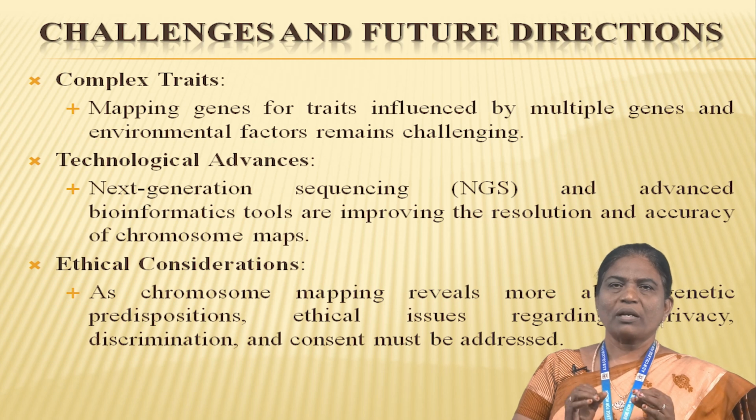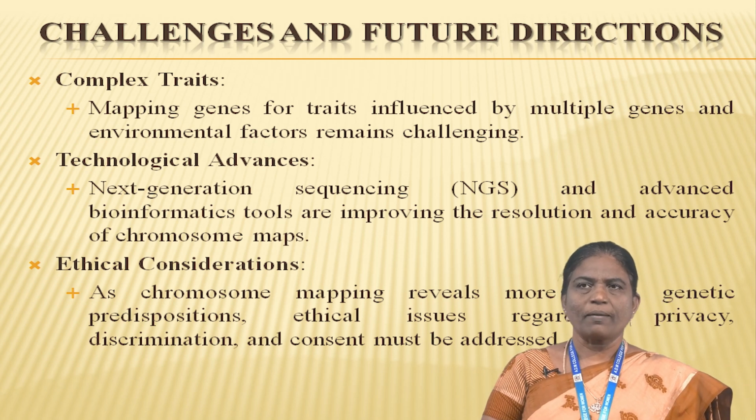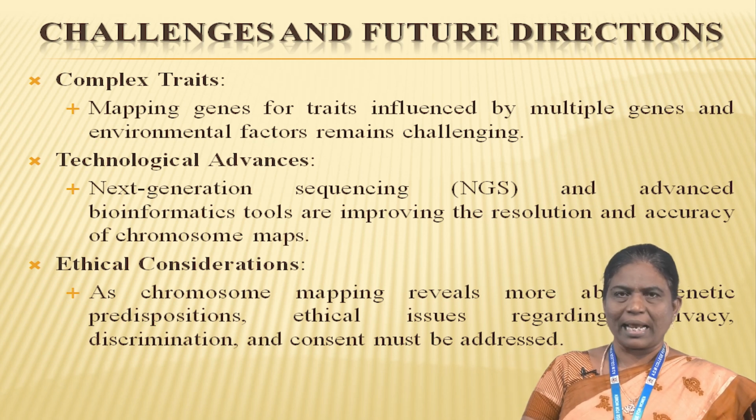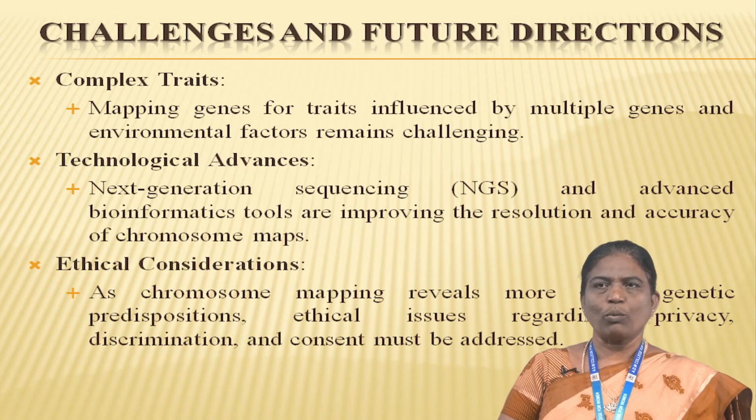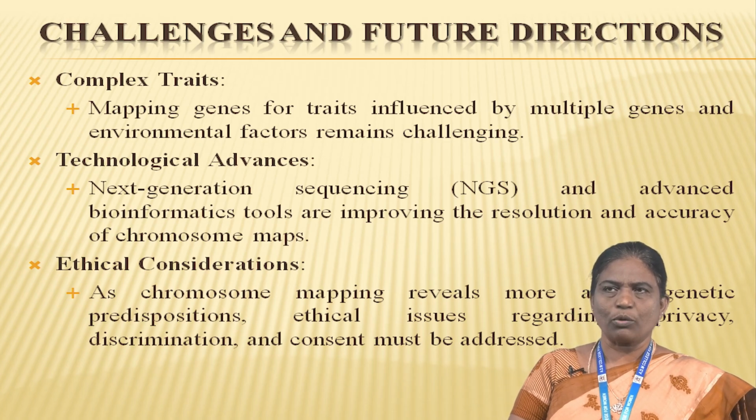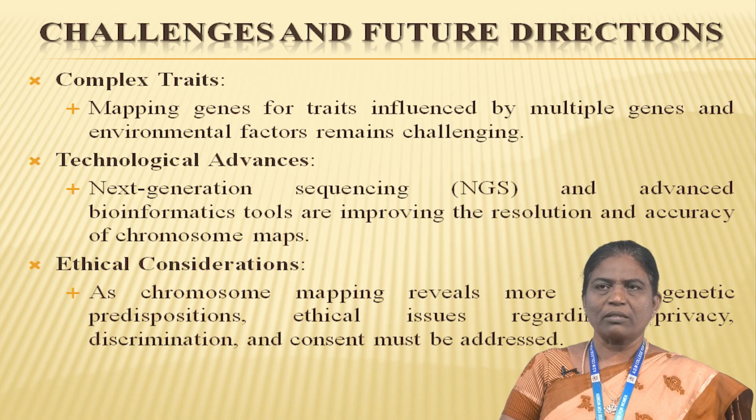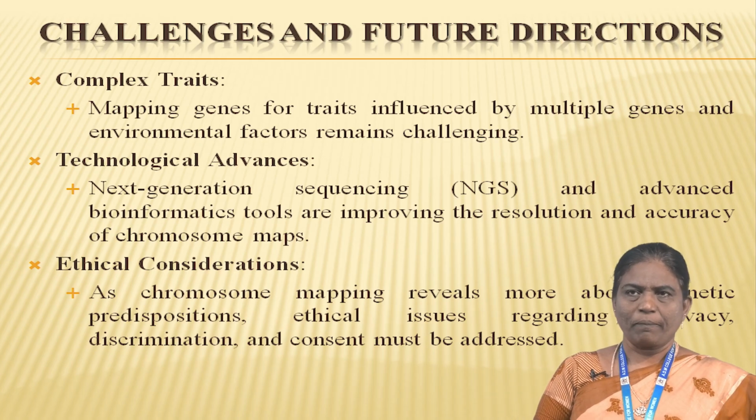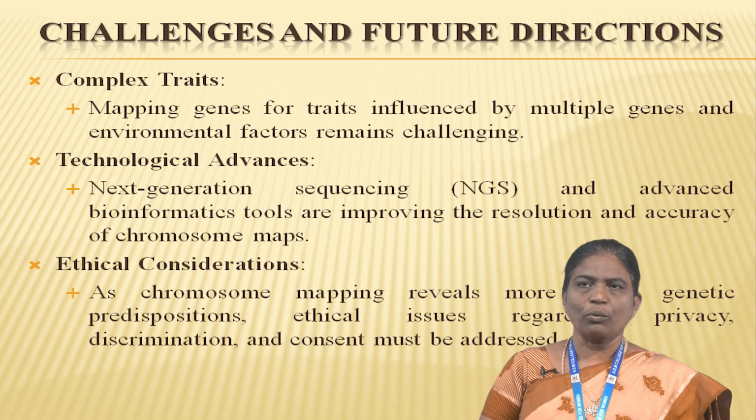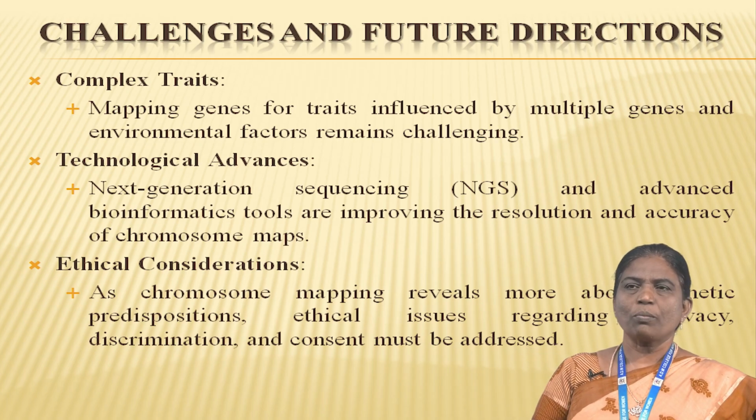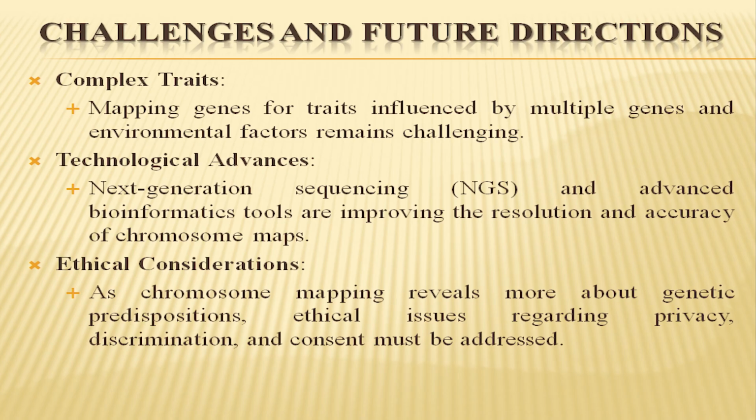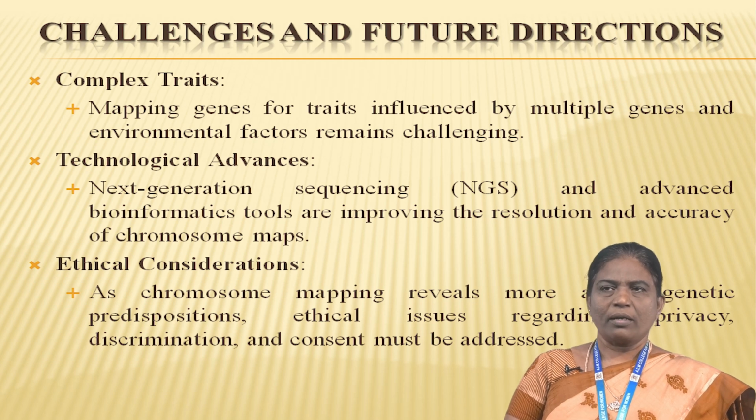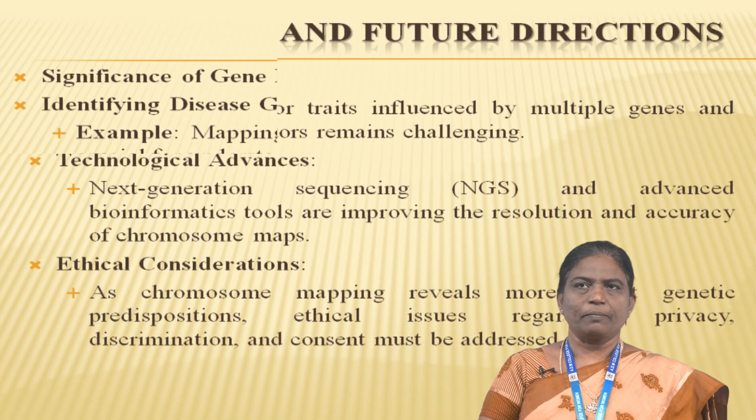Mapping genes for traits influenced by multiple genes and environmental factors remains challenging. And in technological advances, next generation sequencing and advanced bioinformatics tools are improving the resolution and accuracy of chromosome maps. And related to ethical considerations, as chromosome mapping reveals more about genetic predispositions, ethical issues regarding privacy, discrimination, and consent must be addressed.